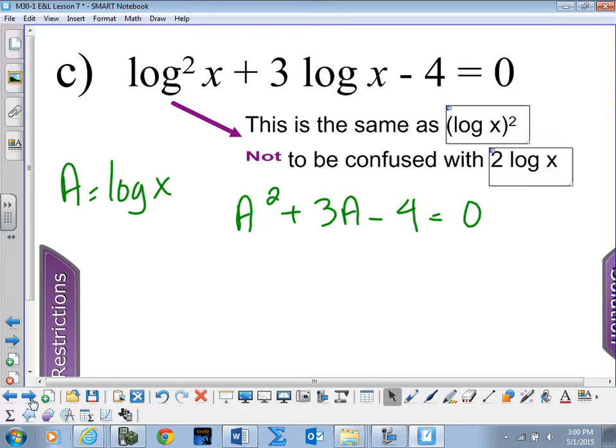So just so you have it in your notes, I'll show you what those say. That log exponent 2 of x is the same as the whole log squared, not the same as 2 log x. Okay, so what are we going to do with this quadratic? We're going to factor it correctly.